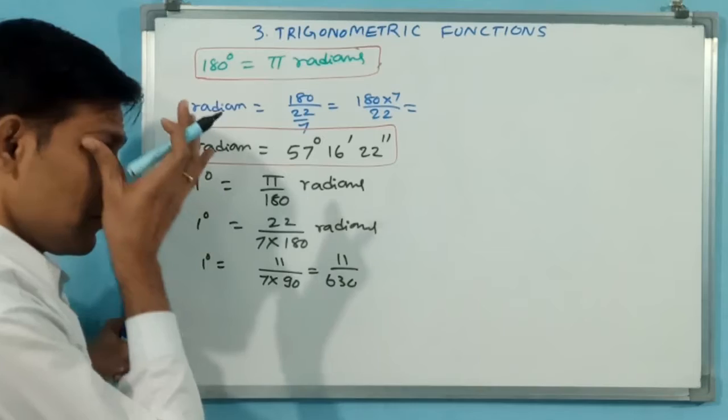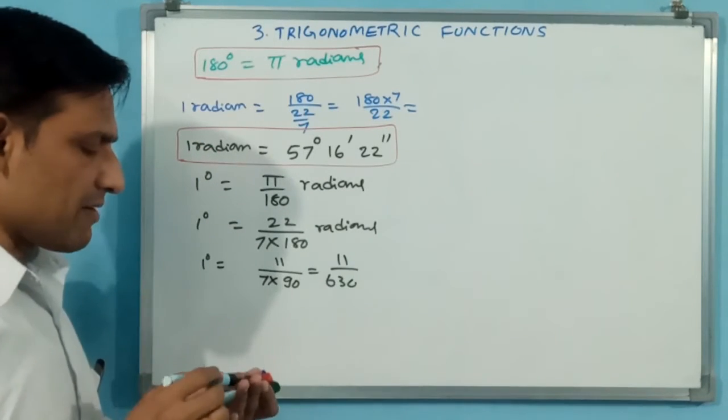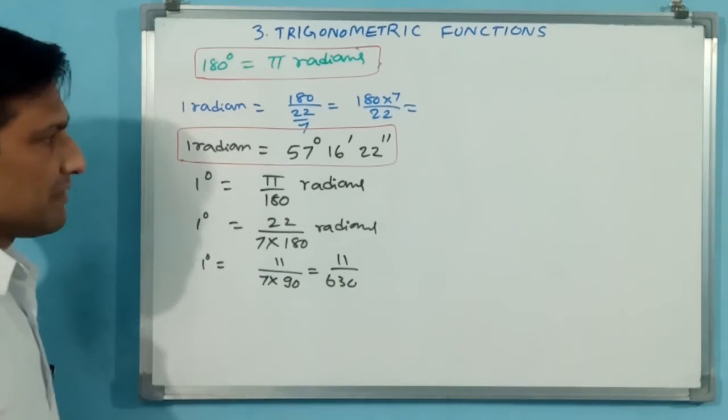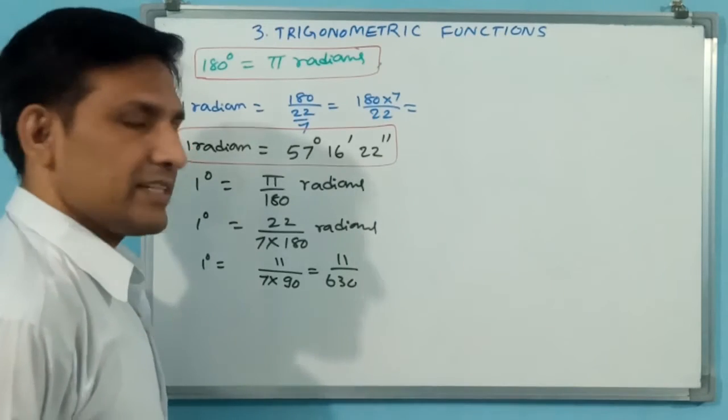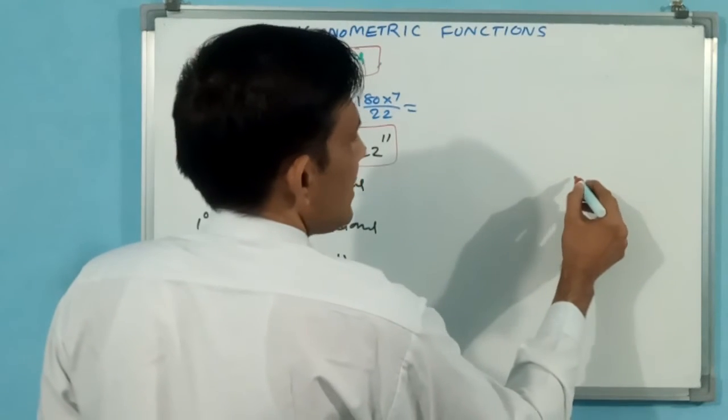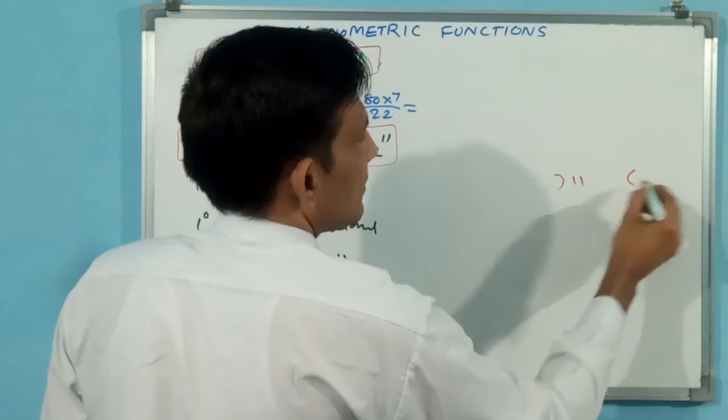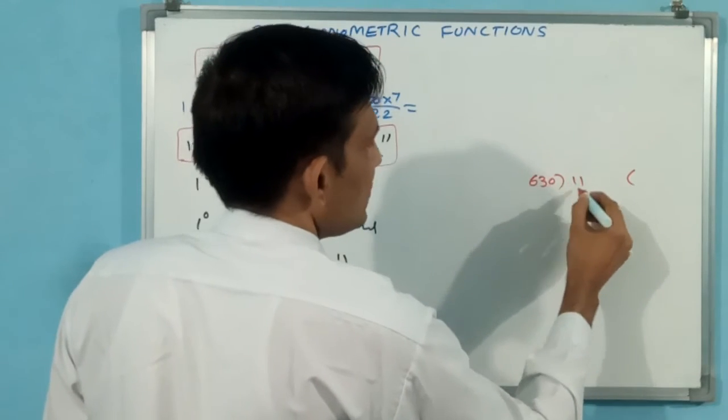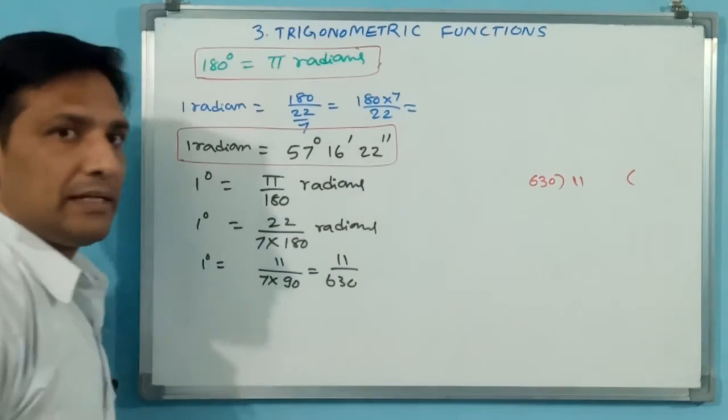630. Here 11 by 630 will come. Let us do the 11 by 630 calculation here. You see 11 is there, and 630 you have to take. See what I want to tell.